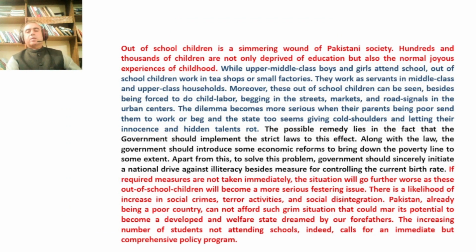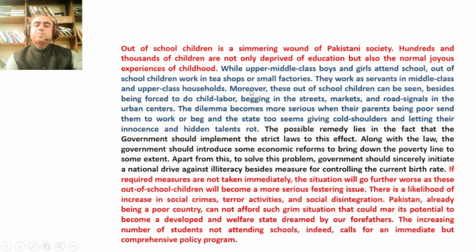Here is a problem paragraph before you, and I have colored it in three colors. Here it is with red color. Out of school children is a simmering wound of Pakistani society. You call it a topic sentence. So out of school children is really a crisis or issue for Pakistani society. You then give further expansion to it. Hundreds and thousands of children are not only deprived of education, but also of the normal joyous experiences of childhood.